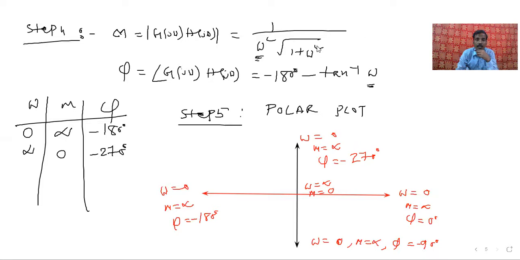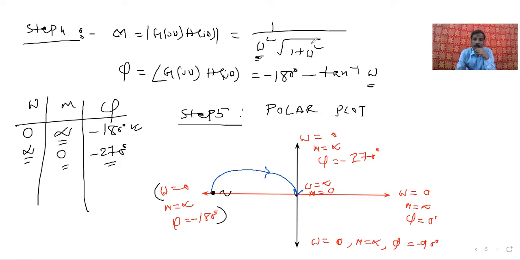What is the polar plot? The first value is on the minus 180 degree path: magnitude equals infinity, omega equals 0, M infinity, and phi minus 180 degree. And the terminating point, omega infinity, M 0, that means the origin, passing through the minus 270 degree path. So this is the polar plot.